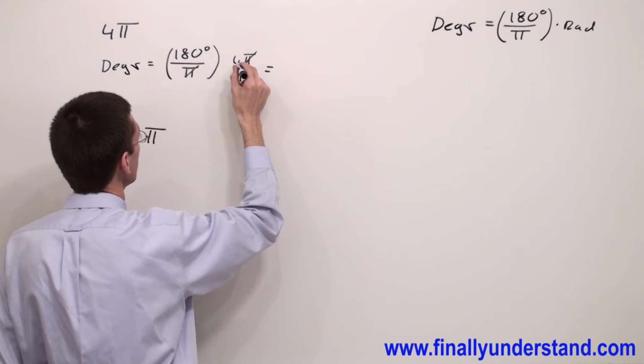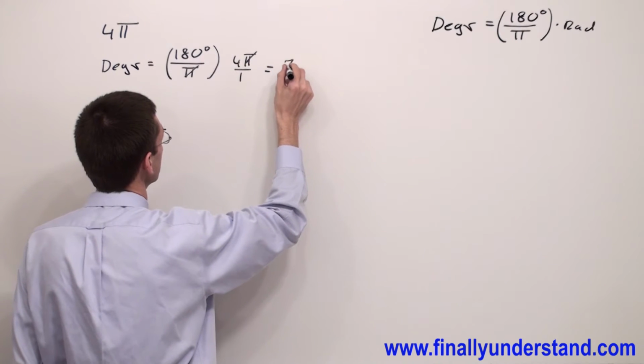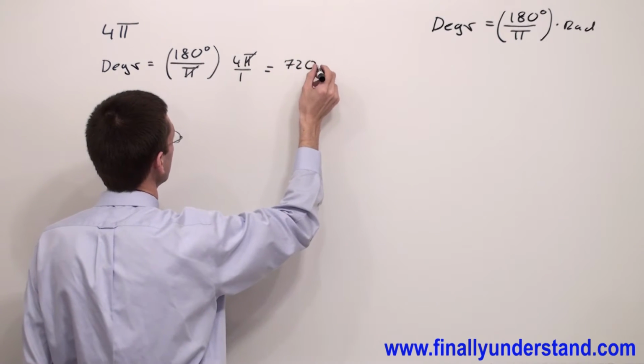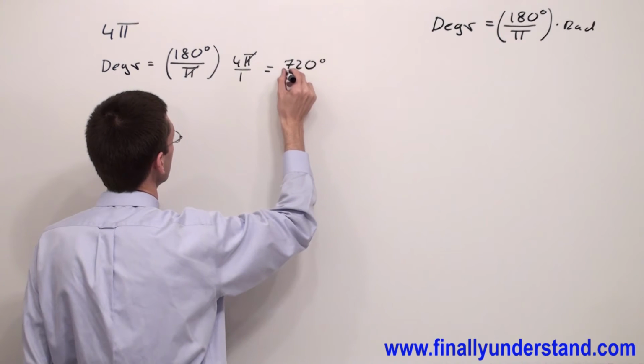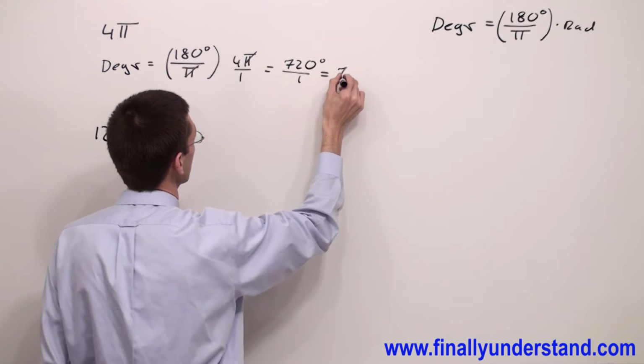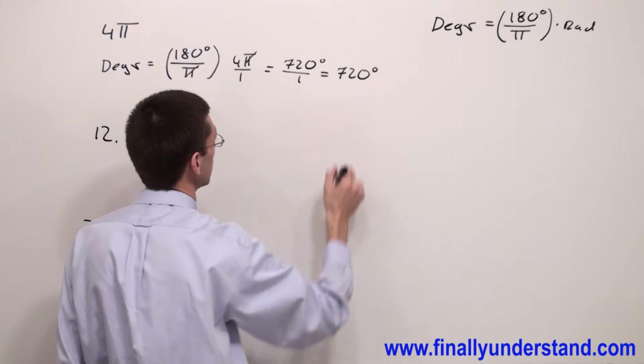180 times 4 is equal to 720 degrees over 1, which is going to be equal to 720 degrees.